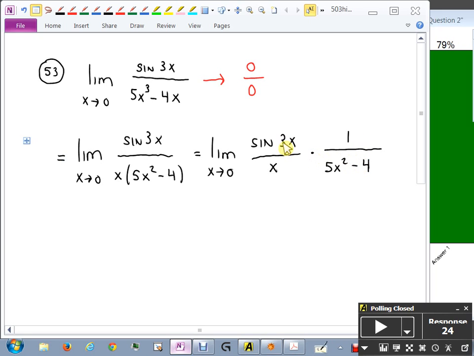Who cares? This over here is not quite what I need. I need that to be 3x on the bottom. So how do I make it 3x? Just multiply by 3 down here, but I have to do a 3 up here also. So I'm doing a 3 over 3 there. That's a 1. I haven't changed the problem. But that 3 down here can just slide next to the x.